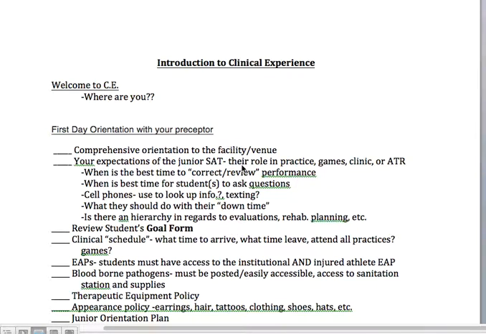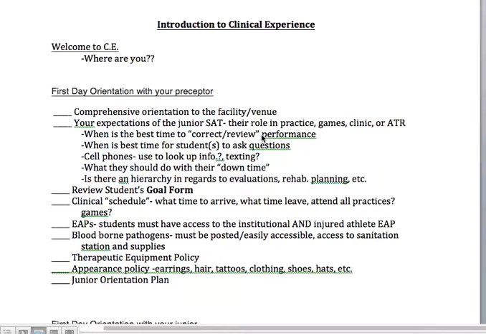The next thing I'm going to pull out and have you look at is the packet that's titled Introduction to Clinical Experience. We'll go through this together. So in the first part, what we were going to do is talk about where everybody's at and how it's going, but we'll start that next week.